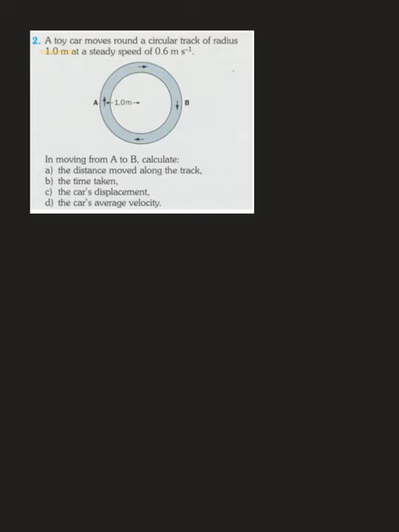Okay, now C talks about displacement. If you remember, displacement means the distance as the crow flies. The idea being that the crow's not going to walk along the streets and doesn't care if there's twists and turns. A crow's going to go from here to here in a straight line. That will be our displacement.